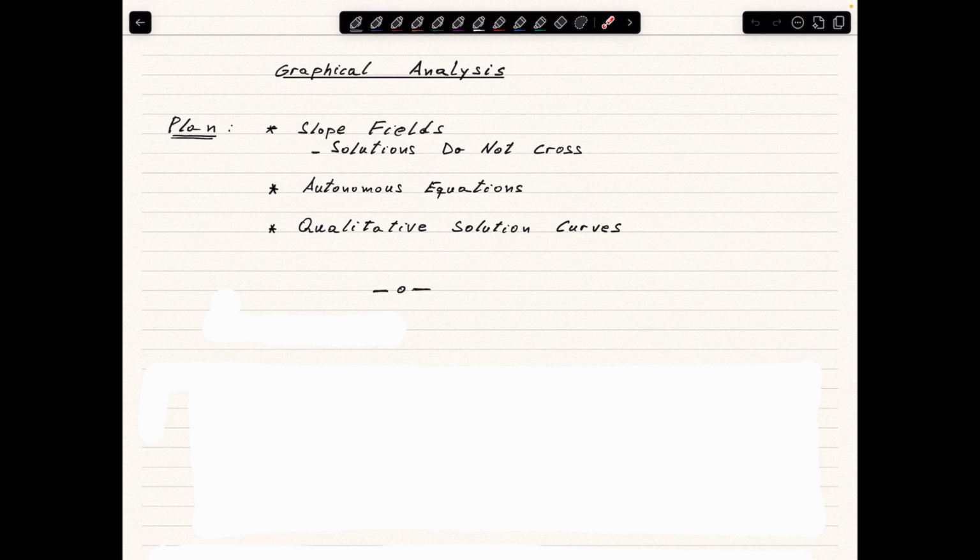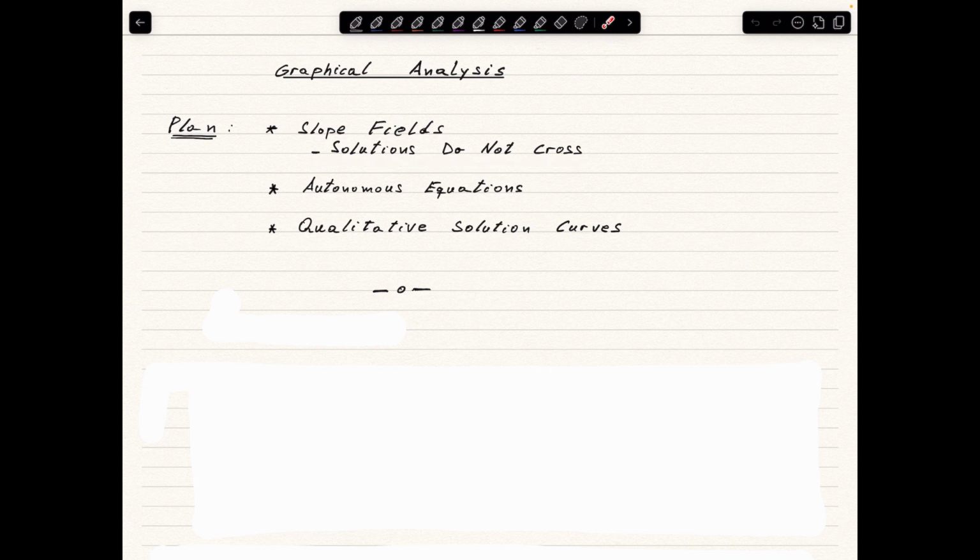In this video we are going to talk about graphical analysis of solutions to differential equations. We are going to start by introducing the concept of the slope field of a differential equation, and then we are going to see that one consequence of understanding what that means is that solutions of differential equations with different initial conditions never cross each other.